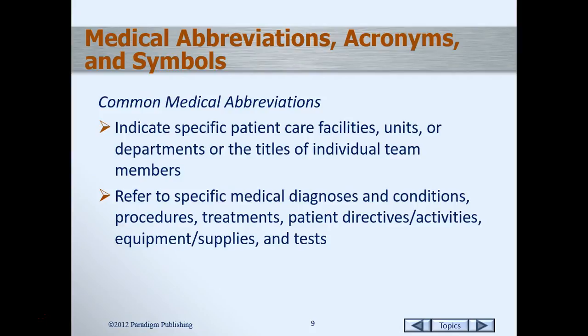Also, information on their diagnosis, condition, any procedures, treatments, specific activities or directives, equipment, and tests would be listed on their medical orders. So when a patient's admitted, it would say what their admitted diagnosis is. It may also say what their historical disease would be. So if a patient has hypertension, that may be noted on there, but the reason for admit might be that they have pneumonia.